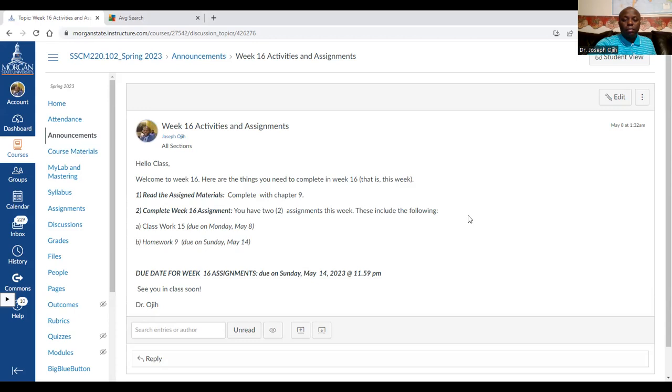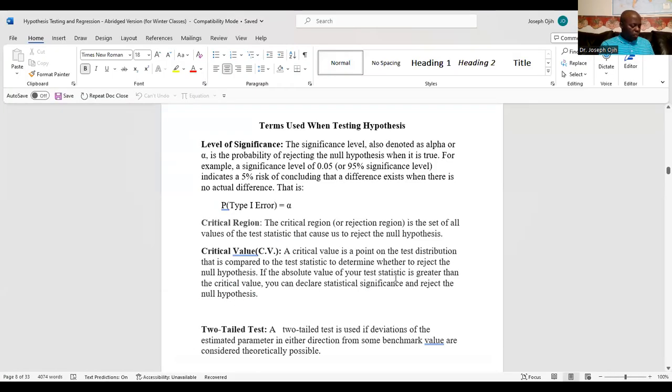All right. Like I said, when I introduced you to hypothesis testing last week, I showed you how to state hypothesis. Now we'll focus on the actual work of testing hypothesis, starting from a few terms. So the terms we use in hypothesis testing. First one is the significance level.